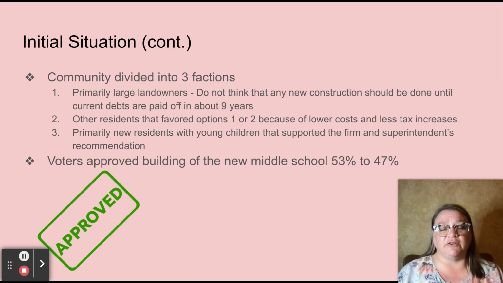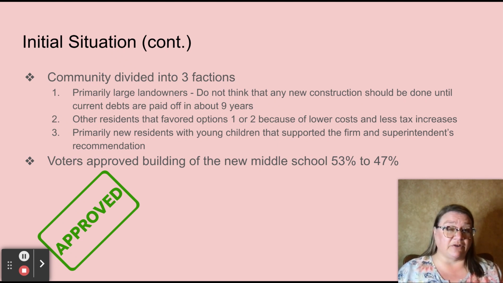All right, the community then divided into three factions. The first faction was primarily large landowners, and that faction did not believe that any new construction should be done until the current debts were paid off in about 9 years. So they wanted to wait to deal with the problem until after the current debts of the school district were paid. The second faction were other residents that favored options one and two.